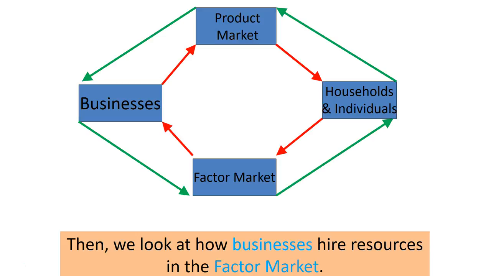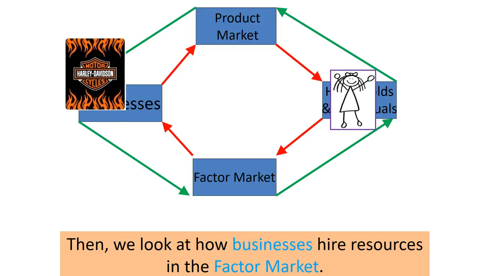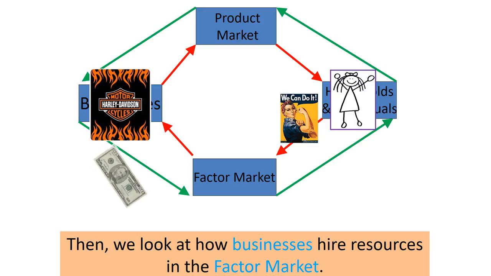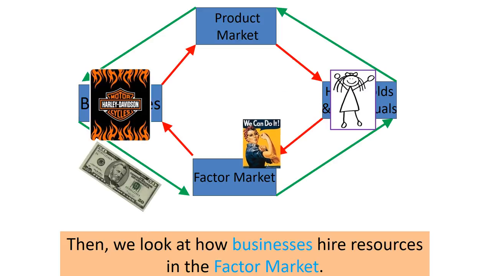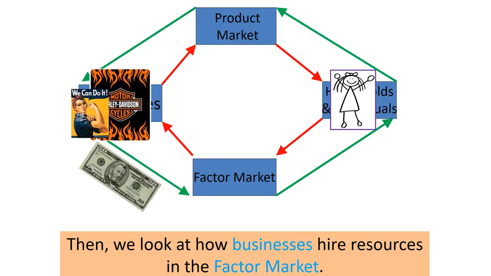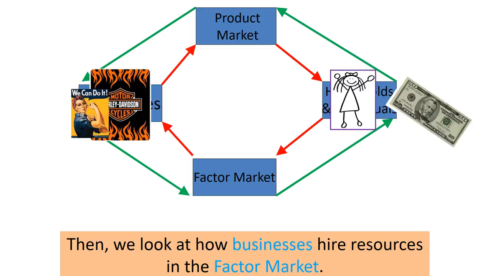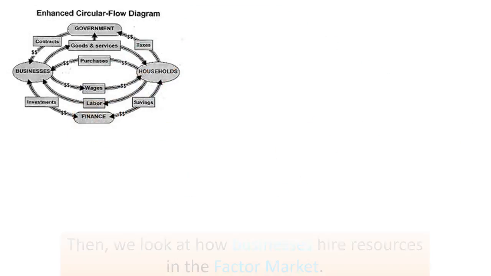On the other side, you've got the factor market. So in this case, you've got me. I'm a public school teacher. I need a second job. Where am I going to go work? Apparently the answer is Harley Davidson. Well, what I have to offer them is my labor. So I'm going to go do work for them. In exchange, they're going to hand me money. So they get the productive resource of my labor. I get the payment in the form of a wage, and that's the factor market.